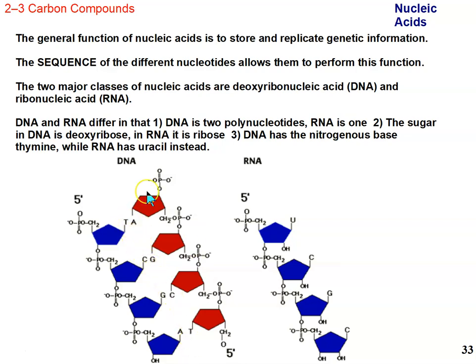Notice that in the DNA diagram there is the T for thymine, but if you look at the RNA diagram there is no T, but there is U, and that's uracil. So uracil replaces thymine in RNA. And this was just an introduction to nucleic acids. We're going to be looking at nucleic acids in a whole other unit in much greater detail. So this chapter is simply introducing the different organic biological compounds. Nucleic acids are one of those.